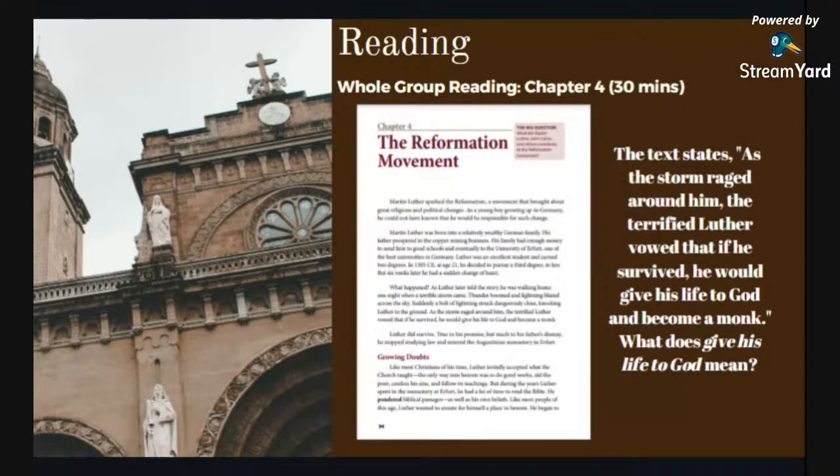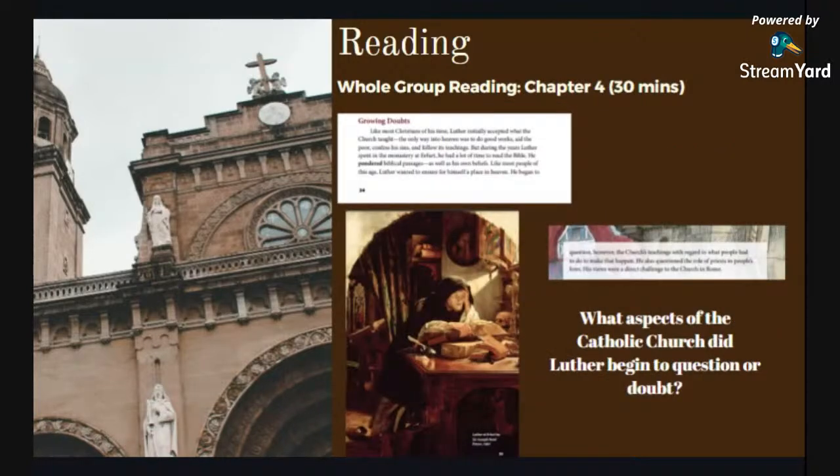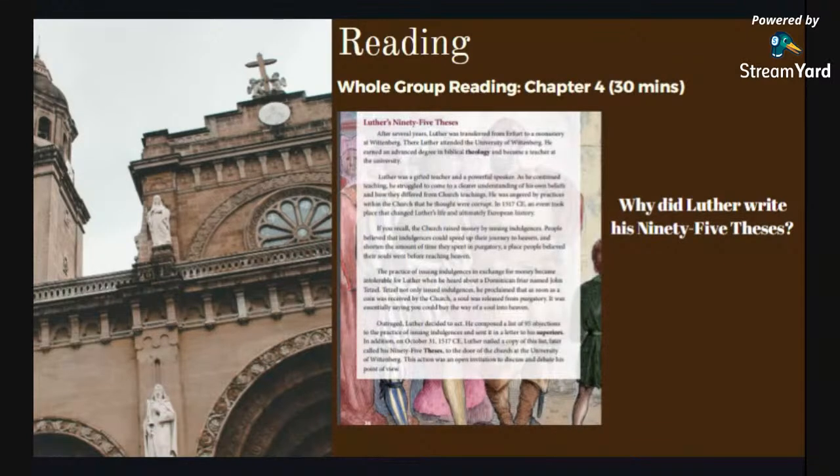So most of the whole group reading for this chapter proceeds as follows. The students are going to read the first 4 paragraphs of this page silently, and then the teacher is going to ask this inferential question here. They're going to continue silently reading the section Growing Doubts on the bottom of page 34 and the top of page 36, and the teacher is going to ask this literal question. They'll read the remainder of this page silently, page 36, and the teacher is going to ask an evaluative question.